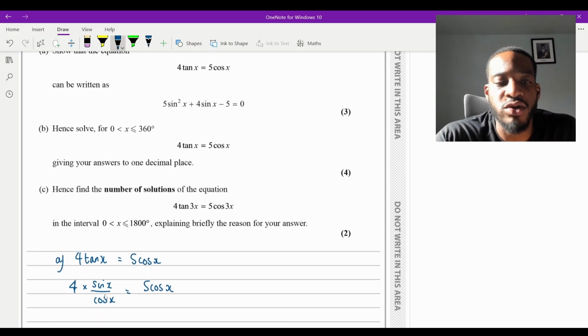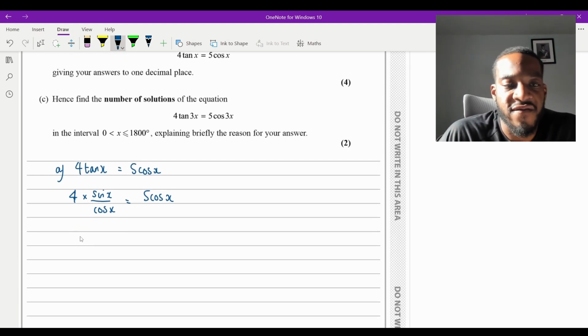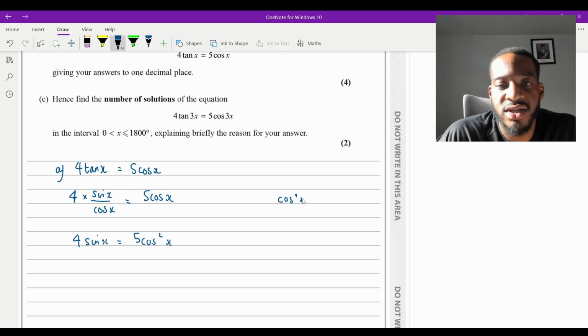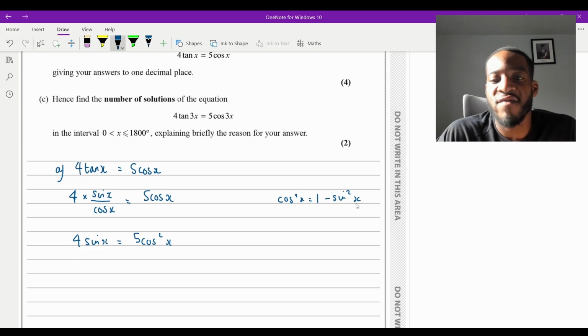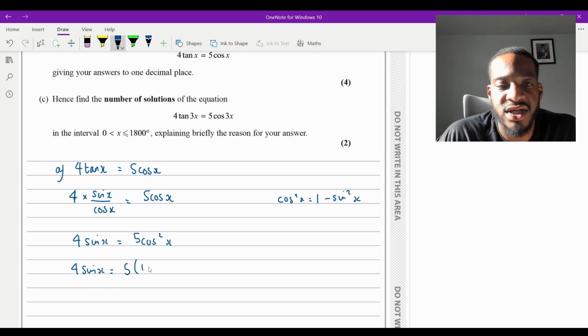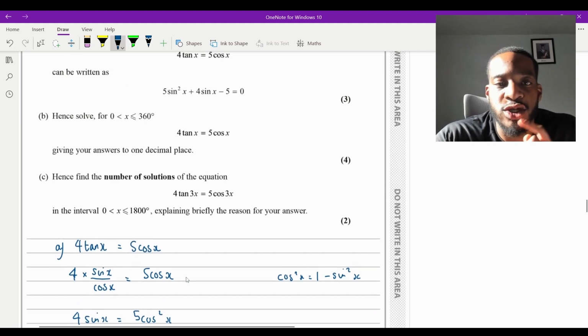Now, what I would do next is, we've got a fraction there, so let's multiply through by the denominator. So we're going to have 4 sin x is equal to 5 cos squared x, isn't it? Now, from our identity, we should know that cos squared x is equal to 1 minus sin squared x, just from sin squared plus cos squared is equal to 1 by rearranging. So what I can do is say, well, 4 sin x is equal to 5, and then it's going to be 1 minus sin squared x. And this is good because now it's all in terms of sin, which is what we want.